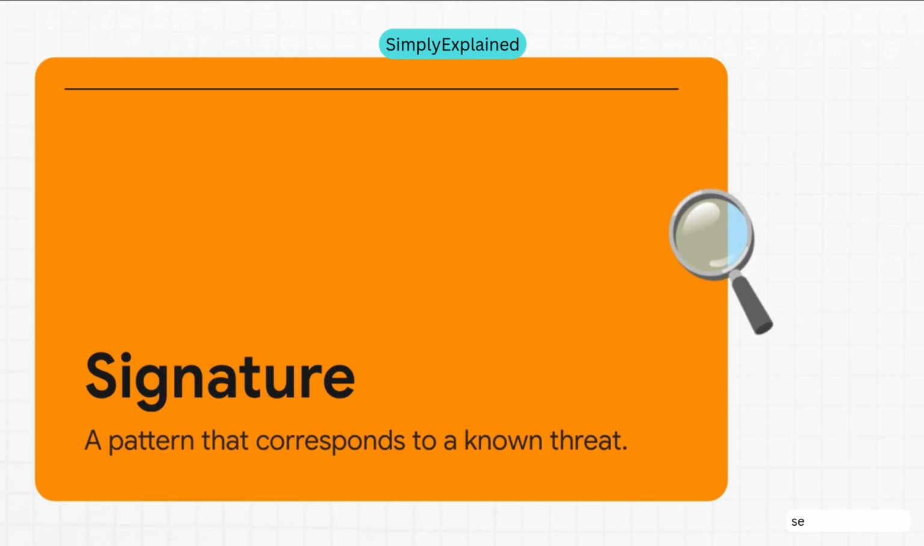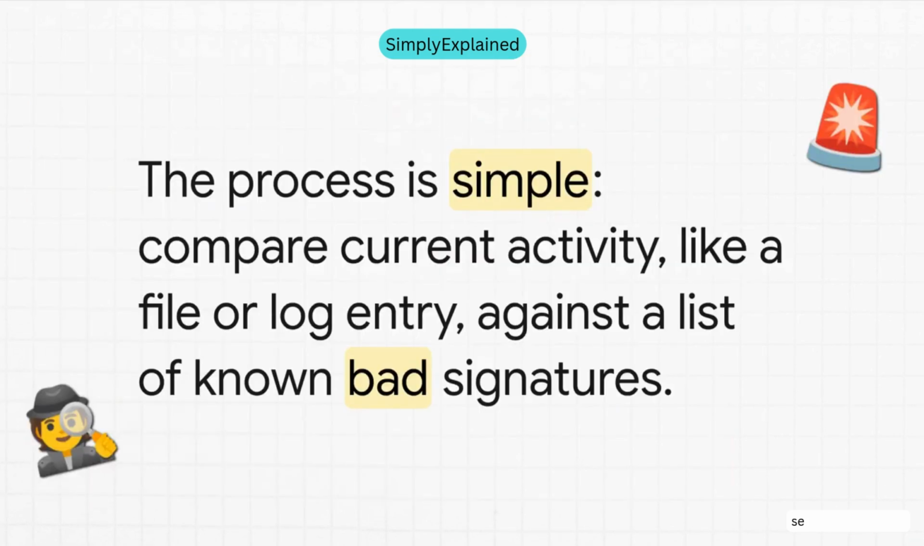Now, think of a signature like a digital fingerprint, or maybe even better, a wanted poster. It's a very specific, unique pattern of data that security researchers have already identified and said, yep, this right here, this is a bad guy. And the process for using these signatures is honestly incredibly simple. The security software just takes whatever it's looking at, a file, an email, some network traffic, and it compares it against this huge library of wanted posters. If it finds a match, boom, the alarm bells go off. It's really just a high-tech game of matching.